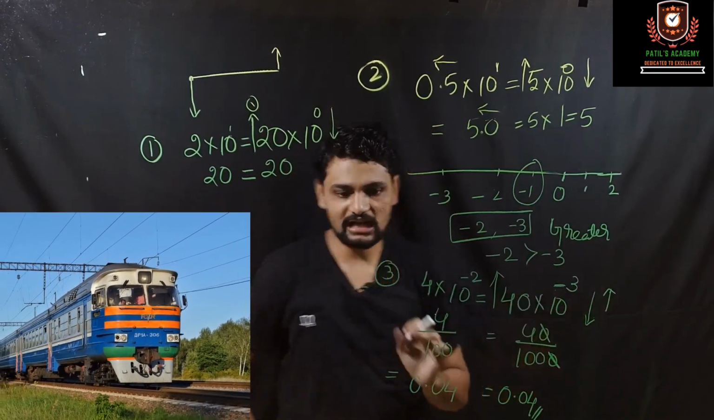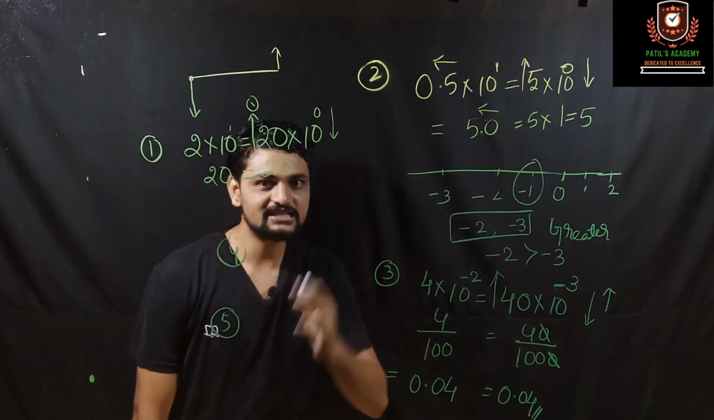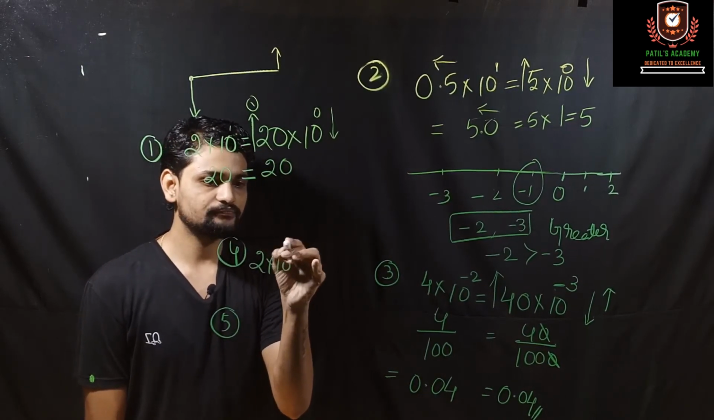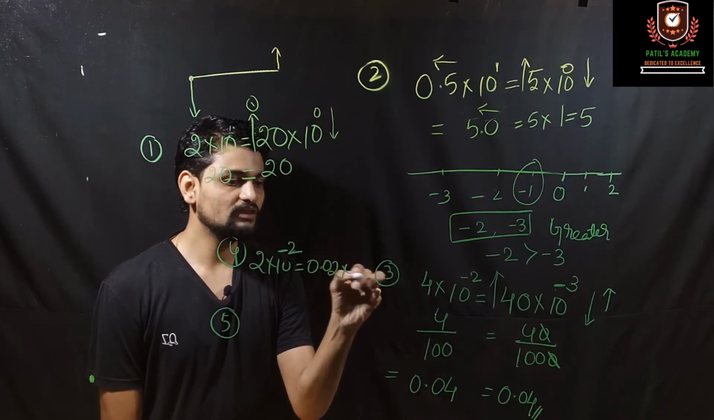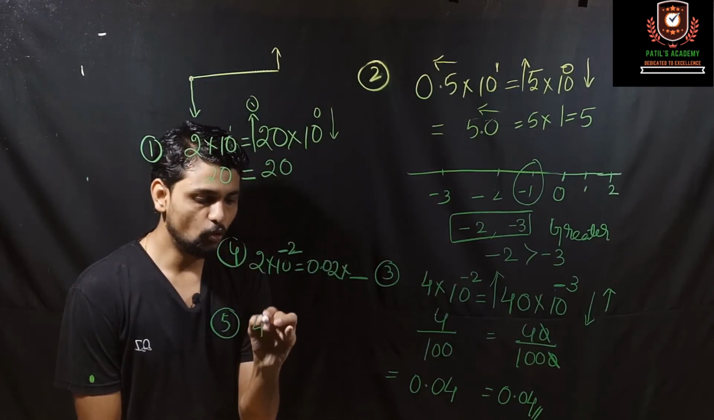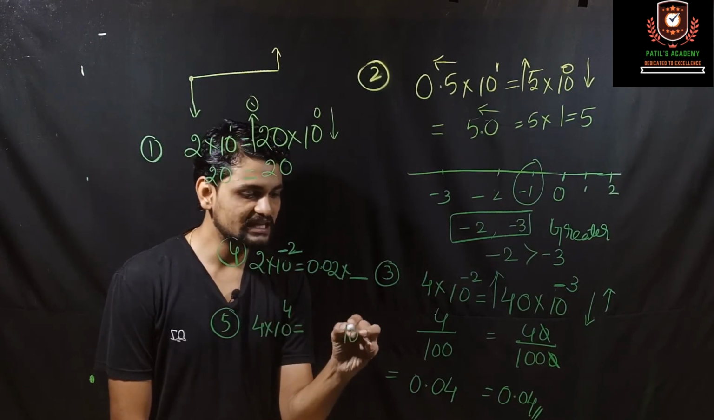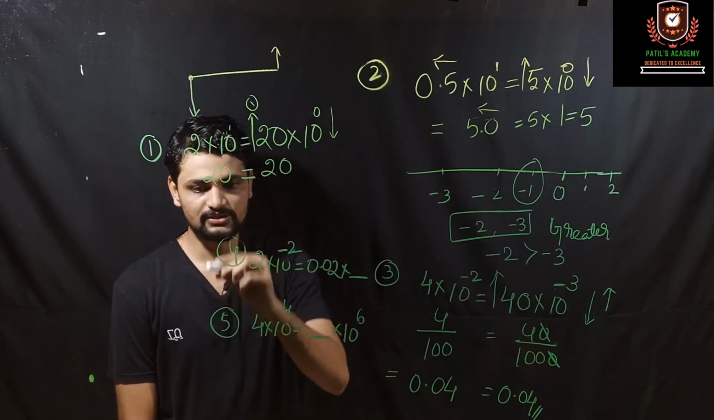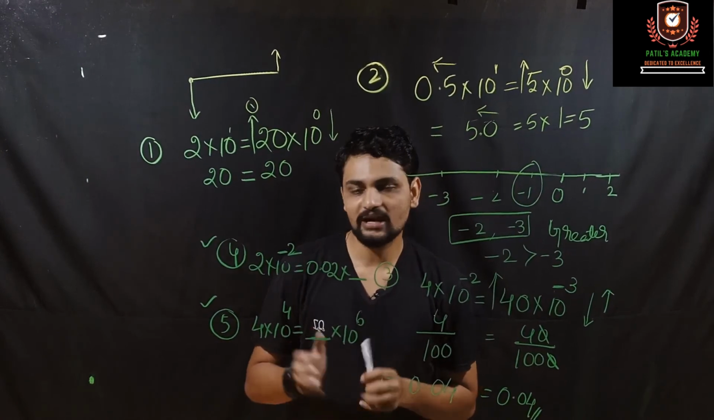So I will give you 2 more numbers. You can try them and tell me the answer in the comment section. The first number is 2 into 10 power -2. Now I want to make this 0.02. What will be the 10 power? This is the first question. The second question: I have 4 into 10 power 4. Now I want to make this 10 power 6. What will be the number here? You can solve these 2 problems and give me the answer in the comment section.